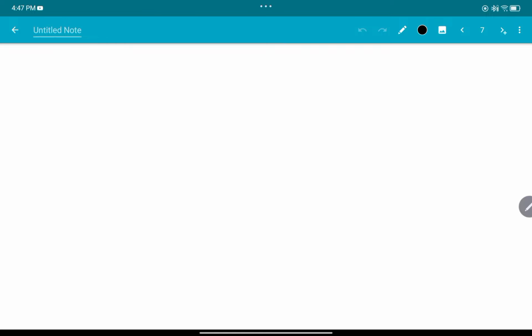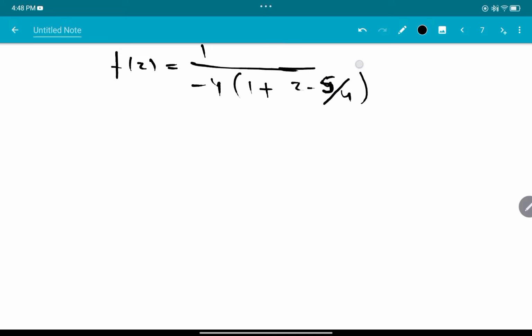Now next, I have, for example, let me take f(z) is equal to 1 by minus 4 into 1 plus (z minus 5) by 4. We have to expand it around z equal to 5. It is given that you have to expand it around z equal to 5.